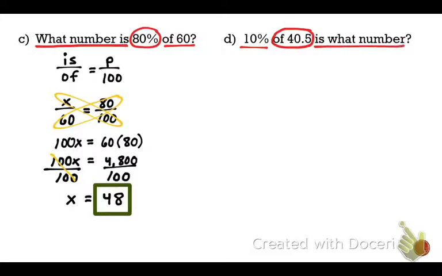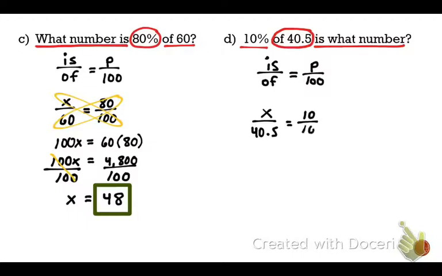Is what number. All right, we're going to start with our percent formula. What should I write? Is over of equals P over 100. Everybody say that together. Is over of equals P over 100. What's my is? We don't know it, so we're going to put an X. What's my of? 40.5. What is my P? 10%. So I'm going to put 10 over 100.